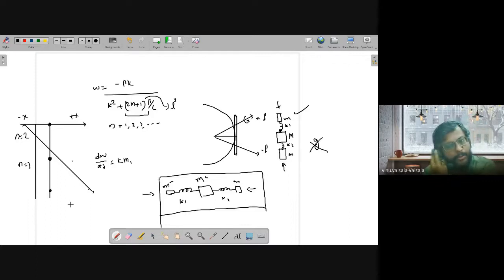The last solution possible here is that two of those masses moved to the left direction and the other mass moved to the right direction. Then the solution will look something like this, if you draw the straight line. One mass has moved to the right and the other two masses have moved to the left. That will be the solution. So this I can call n equal to 3.